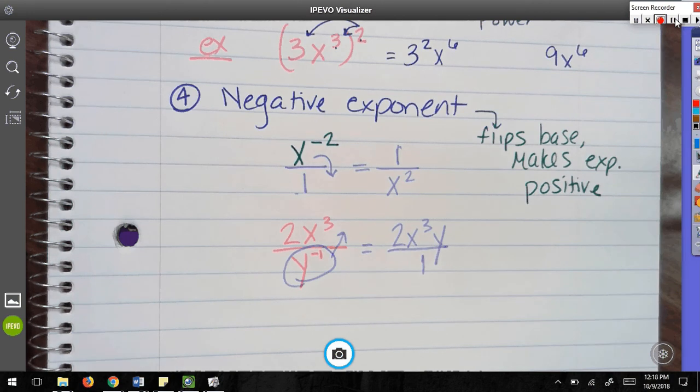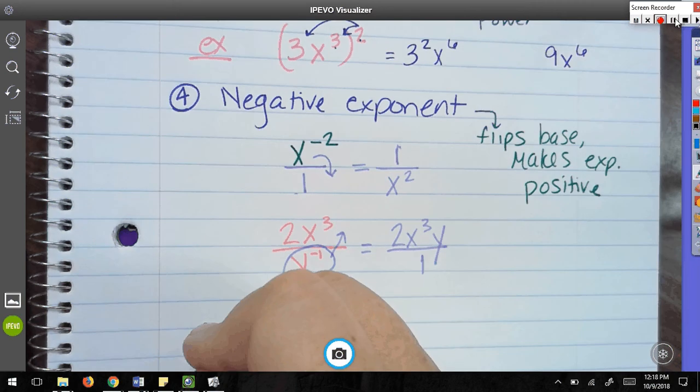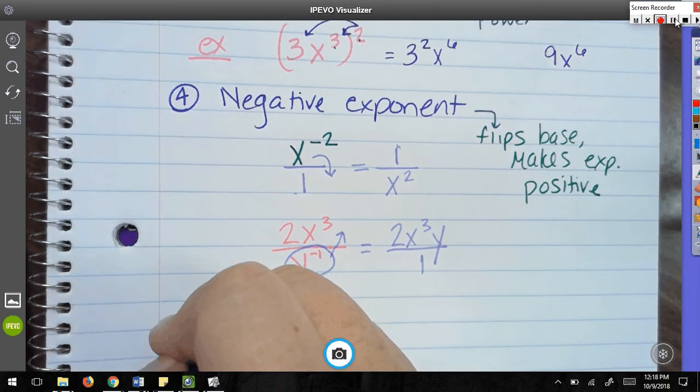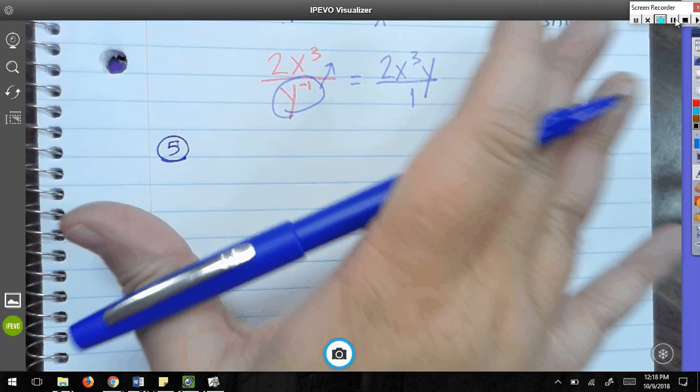Let's do the next property. So no matter where that negative exponent is, make it positive and move it. If it's in the bottom, move it to the top. If it's in the top, move it to the bottom.